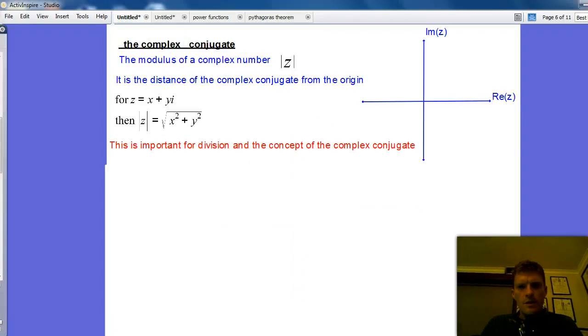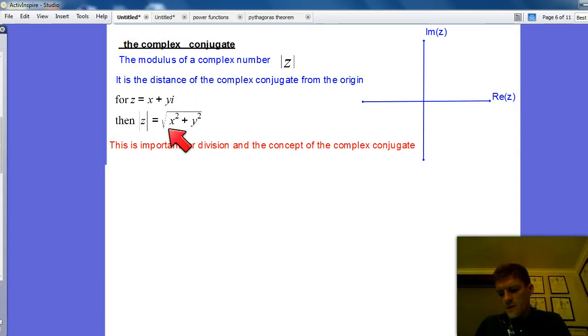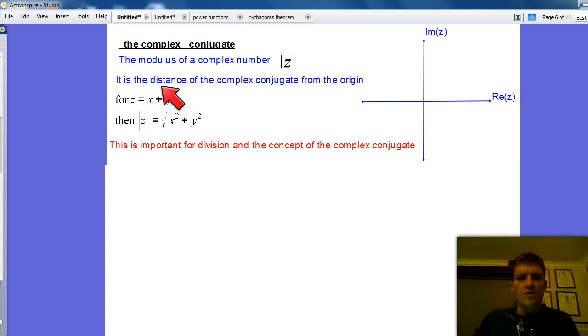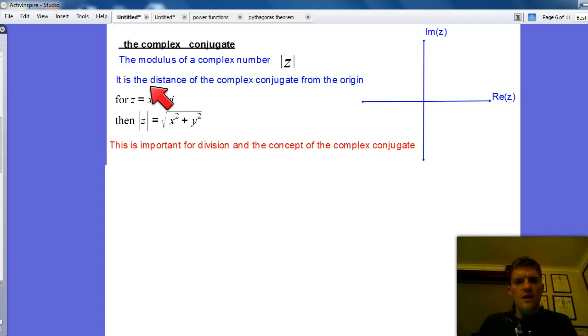Okay, the next thing we're going to look at is what's called the complex conjugate. With this complex conjugate, it's important to first highlight the role of the modulus of the complex number. Now, the modulus, as we know, is about finding the size of a number, not so much the direction. So we can think of it as the distance of the number from the origin.